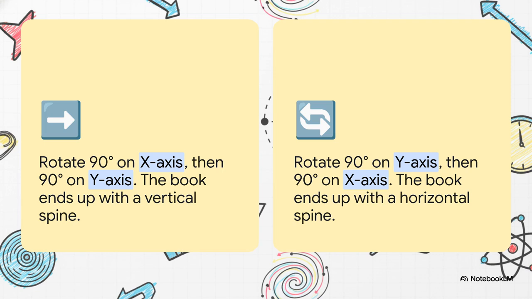You can try this right now. If we rotate it 90 degrees around the x-axis first, and then 90 degrees around the y-axis, its spine ends up pointing up. But watch this. If we do it in the opposite order, y-axis first, then x-axis, the spine ends up horizontal. For a quantity to be a true vector, the order you add them in can't change the final result. But here, the order totally matters. That's why big rotations aren't vectors. It's one of those cool, counterintuitive things about how the world works.